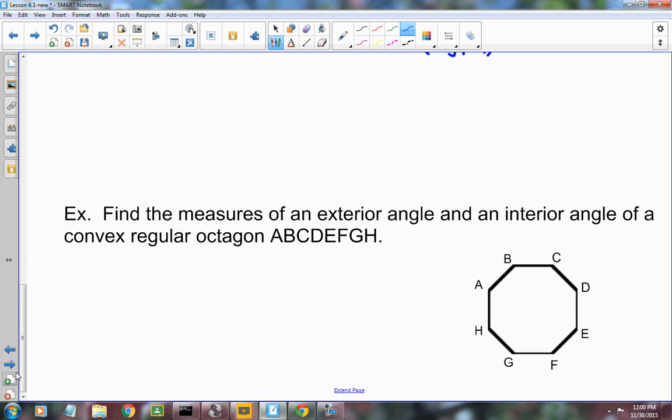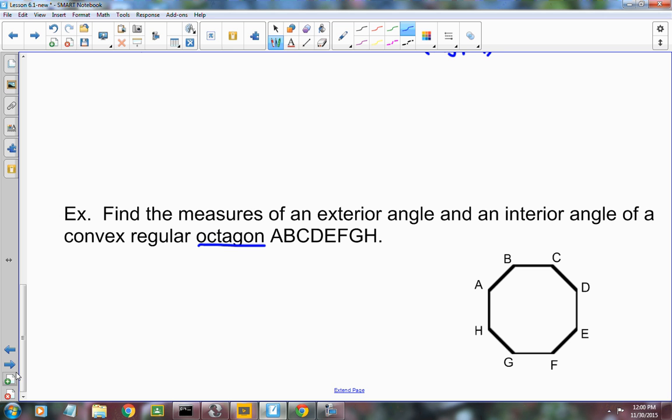Okay, last one. Find the measures of an exterior angle and an interior angle of a convex regular octagon. A convex regular octagon. What should I find first? I can really do either. I have one preference over another, but we can do either. What should we find first? We want an interior and an exterior because I have an octagon.